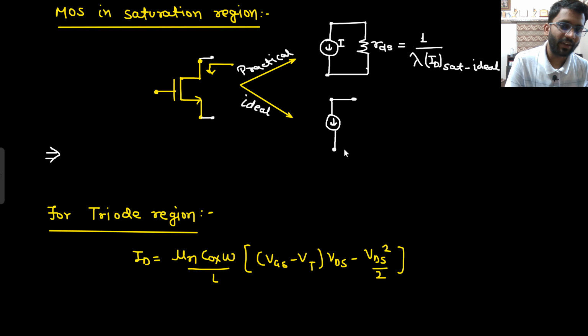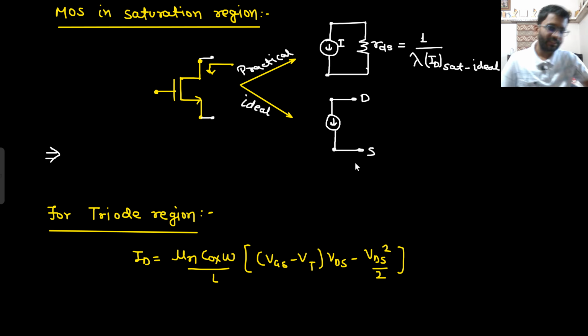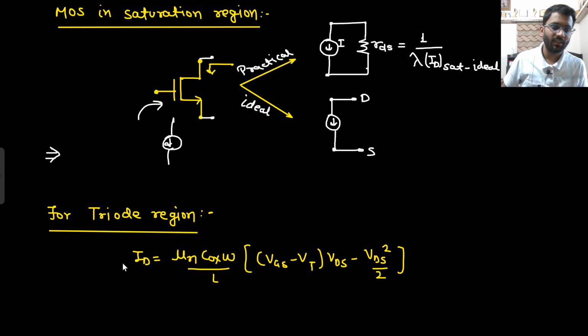This is when we are seeing from drain to source terminal. Only if you are seeing from drain to source terminal can you replace it with the current source. It's not that if I am seeing from the input side, I will replace it with the current source. No. From output it acts like a current source, not from the input side.